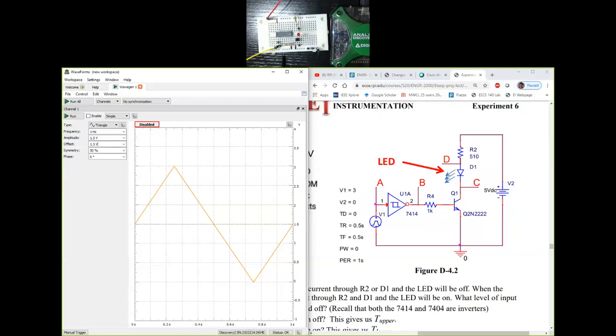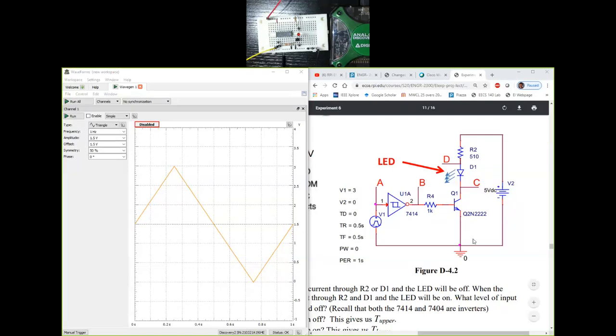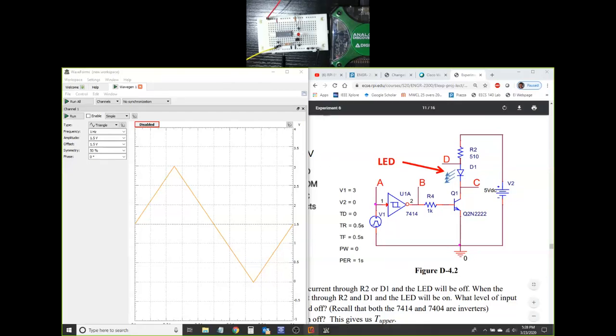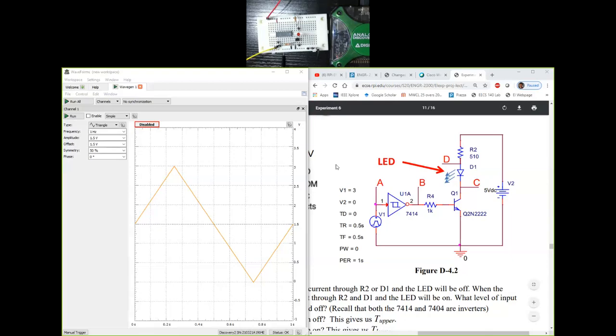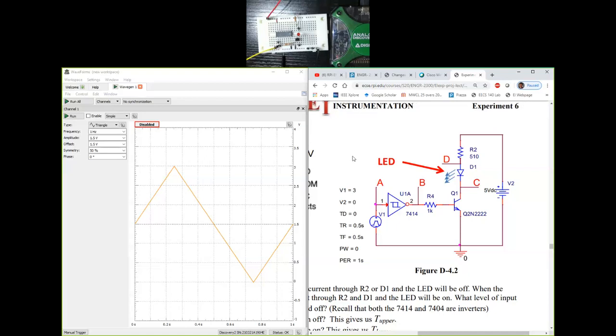The real circuit seems to be too small. You can actually make the smaller circuit into a bigger circuit. Let's see. Okay, let's come back to it.